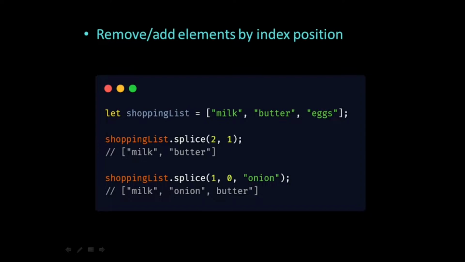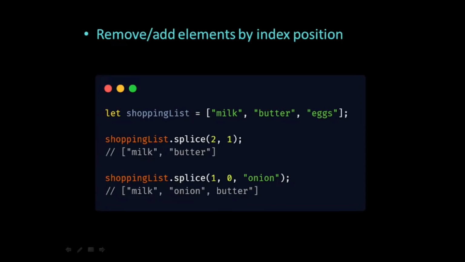We can remove and or add elements by index position. We use the splice method for that. To remove an element, we specify the starting index and the amount of elements we want to remove. So starting with position 2, we remove only 1 element, and this is element X. So it returns the modified shopping list with only 2 elements. And this one can be assigned to another variable which holds the removed elements. So in that case it will be an array with eggs.